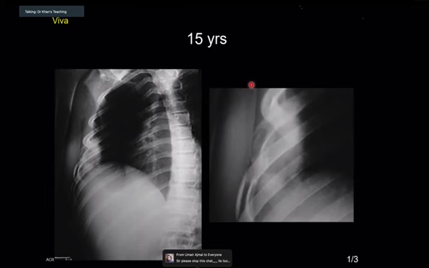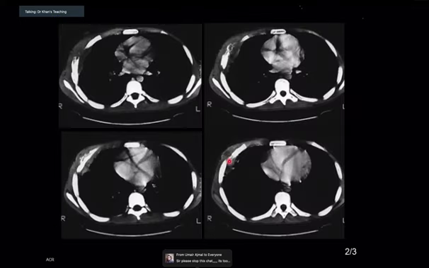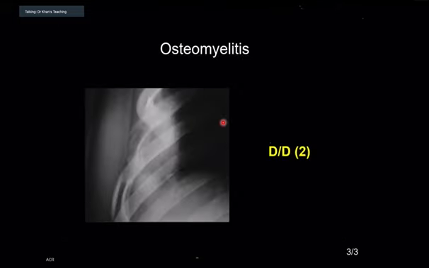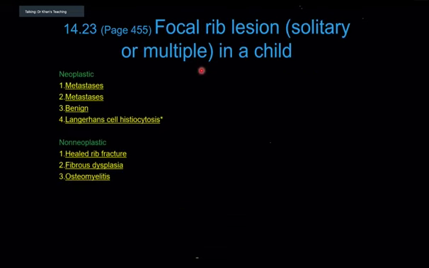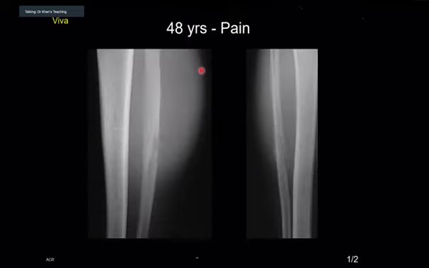Now this particular case, there is a CT which is irrelevant. I just wanted you to do it as practice. This was again osteomyelitis, but having said that, the idea was to practice the differential diagnosis. And this is a focal rib lesion, solitary or multiple in an adult, and then the same thing in a child. But please remember that the differential diagnosis should be confined to the age.